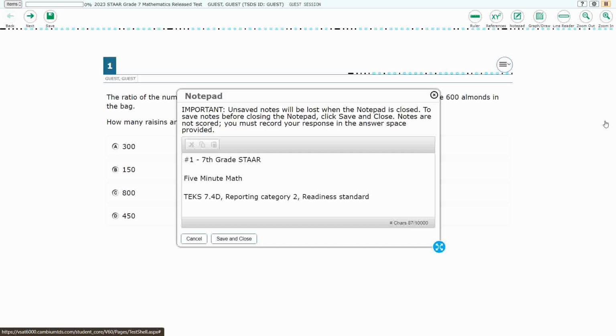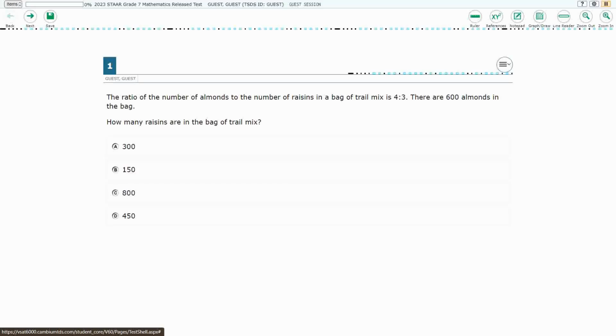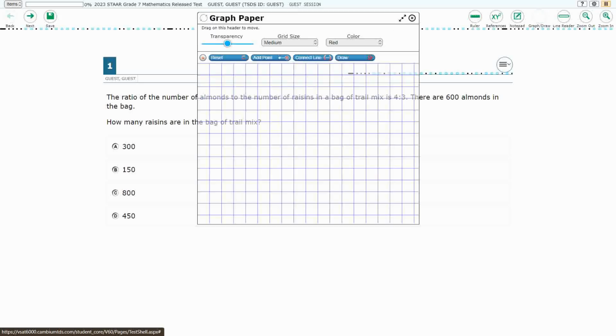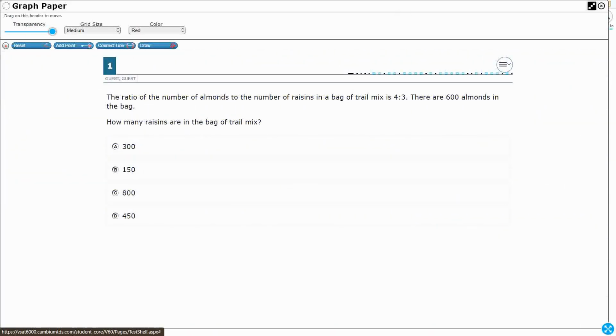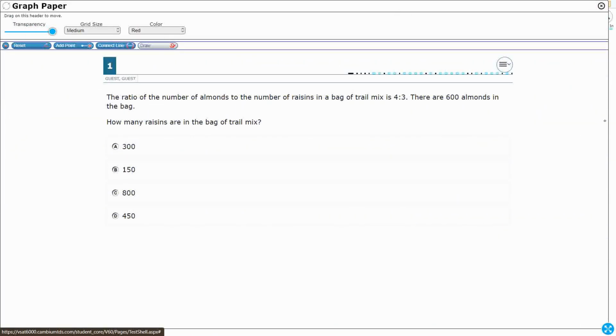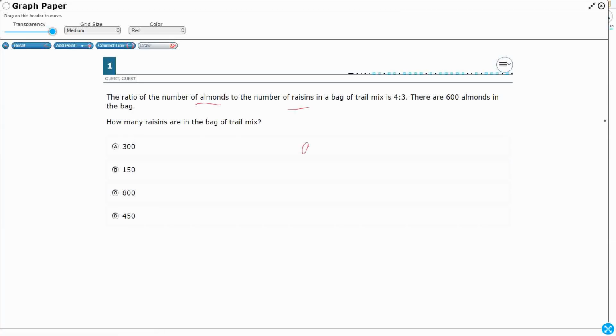Number one, we are looking at TEK 7.4D, and this is a readiness standard in reporting category 2. So we need to find the ratio of almonds to raisins in this bag of trail mix, and they went ahead and gave that to us. So we've got almonds to raisins. They give us this ratio, and they even call that out for us, right? It is 4 to 3. So I'm going to use that in a fractional form here.